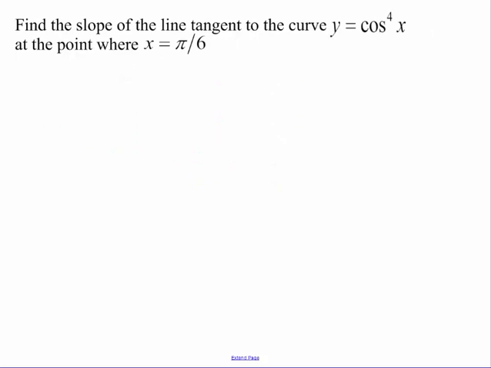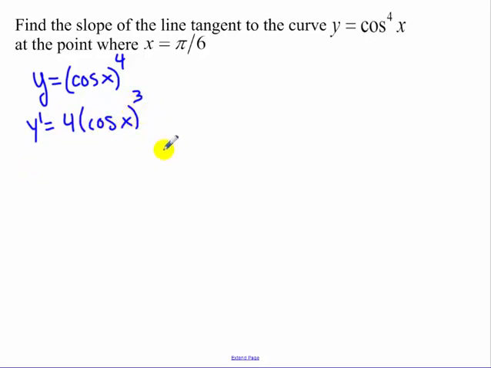Okay, find the slope of the line tangent to the curve at pi over 6. Remember, when you see something to the 4th power there, that really means cosine x to the 4th. So y prime would be 4 times the cosine of x to the 3rd power. That's the derivative of the outside. Now the derivative of the inside is the negative sine of x.